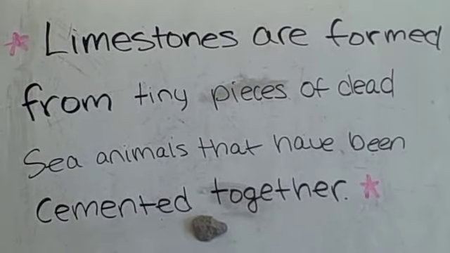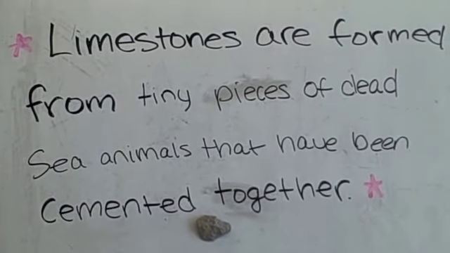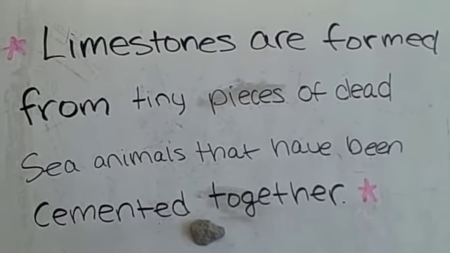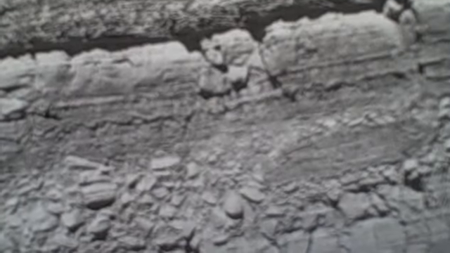Limestone is a type of organic rock. Limestones are formed from tiny pieces of shell of dead sea animals that have been cemented together. Sedimentary rocks are found at beaches, in riverbeds, or even in sand dunes. They are very easy to identify since you can actually see the layers. Fossils are often seen in sedimentary rocks.